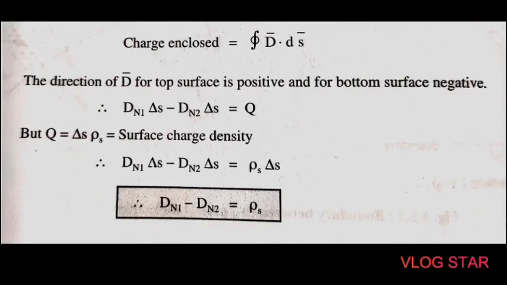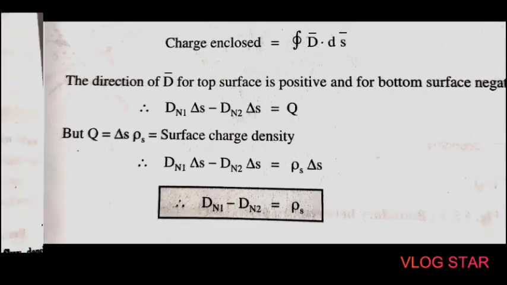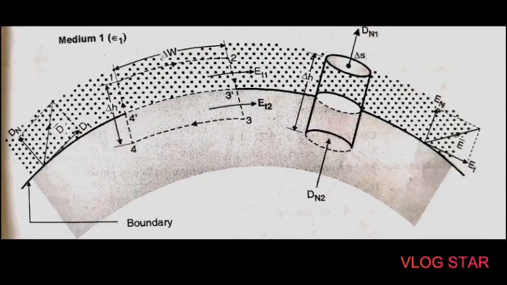So for that we have to apply the Gauss law. Then we know that the Gauss law is the charge enclosed by that surface is equal to the total electric flux, that is, charge enclosed is equal to the surface integral of D bar dot dS bar is equal to Q. So here the direction of this D bar for the top surface is positive and for the bottom surface it is negative, and we have to consider here again the Gaussian surface. So let us refer to this figure again. This is the Gaussian surface.